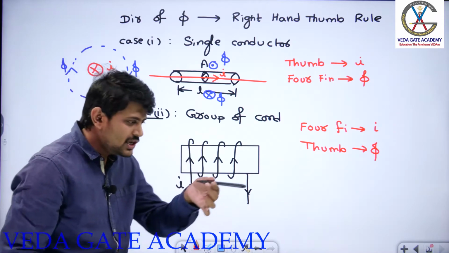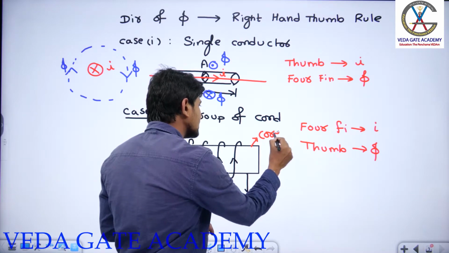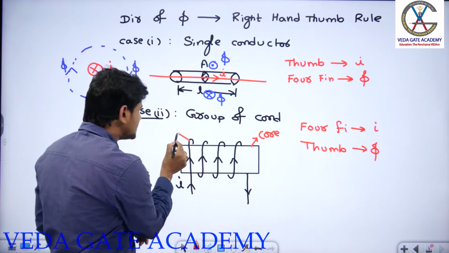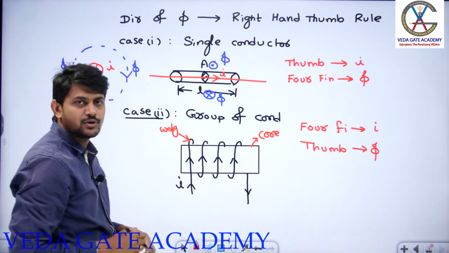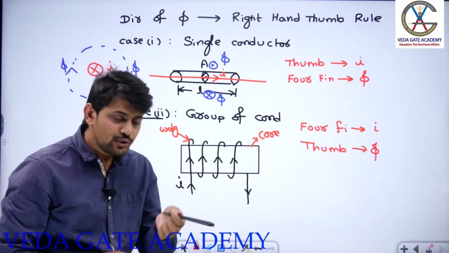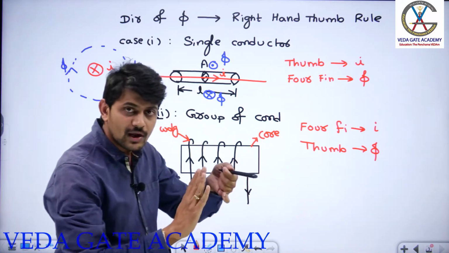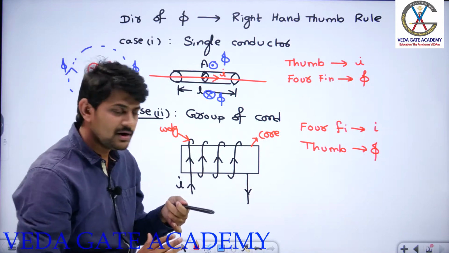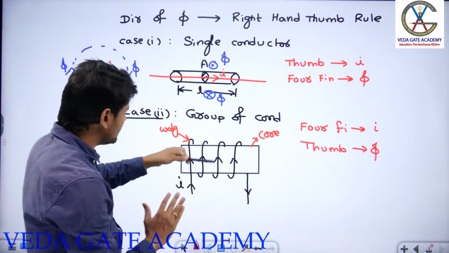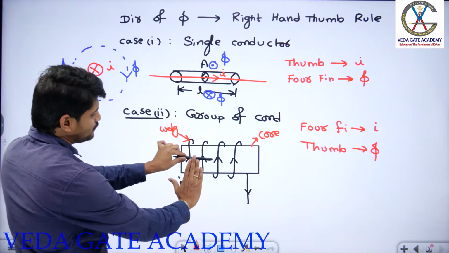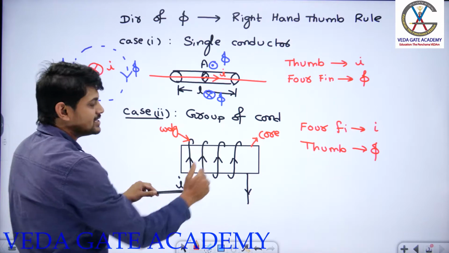Now if I am assuming this I can call it as a core, guys, whereas this is a group of conductors, or it is nothing but my winding in which I am trying to allow the current. Now you can hold the core with the help of four fingers in the direction of current. Again, I am repeating. You can hold this core with the help of four fingers in the direction of current. If I am assuming this is my core, if you see my four fingers are in the upward direction. Why? Because my current is in the upward direction.